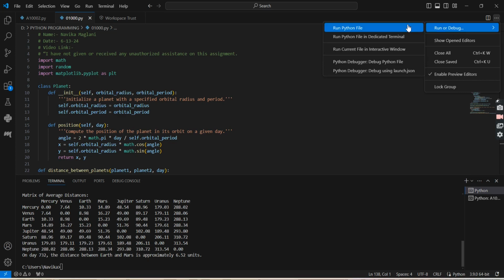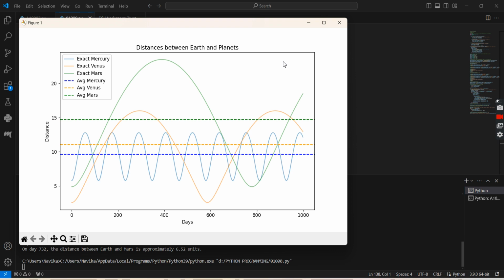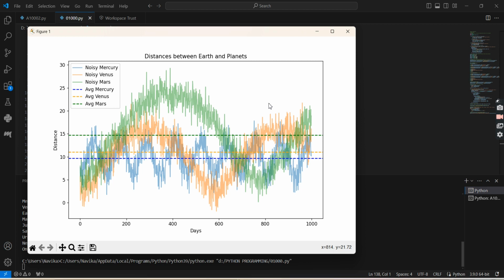This is assignment A100. In this script, we model planetary objects with a planet class that computes positions based on orbit parameters. It calculates the distance between Earth and nearby planets over 1,000 days, simulating both exact and noisy measurements. The plot depicts how noise affects the distance data over time.